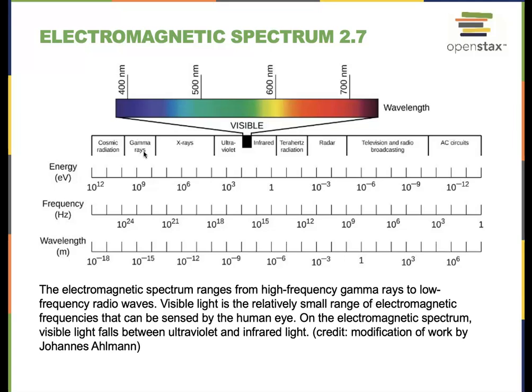So we want to make sure we avoid getting exposed to the short wavelengths. Longer wavelengths are no trouble. And then we can see visually that our brain interprets these different wavelengths as different colors.